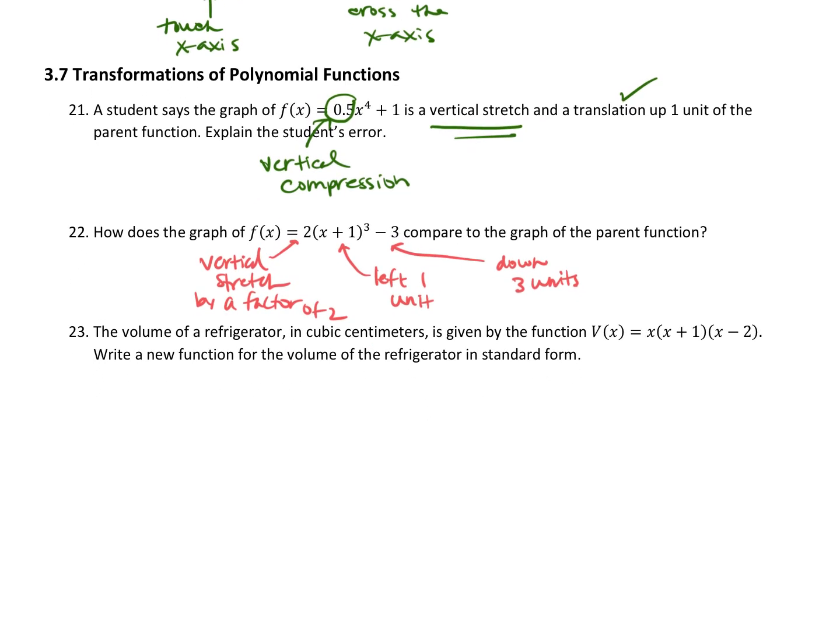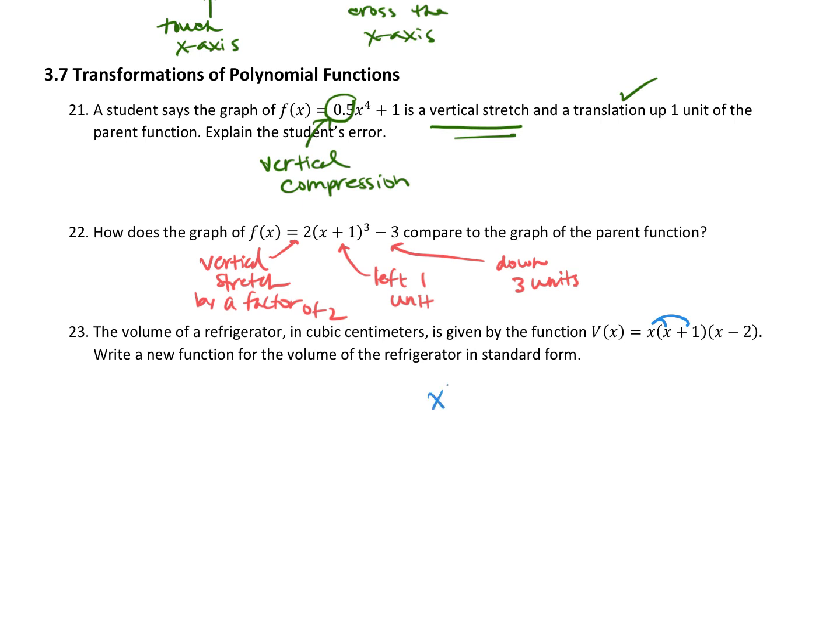All right, last question. The volume of a refrigerator in cubic centimeters is given by the function right here. Write a new function for the volume of the refrigerator in standard form. So here's our function in factored form. We want standard form, so that just means we'll multiply this out. Standard form is just everything multiplied out. So let's start by distributing the x.